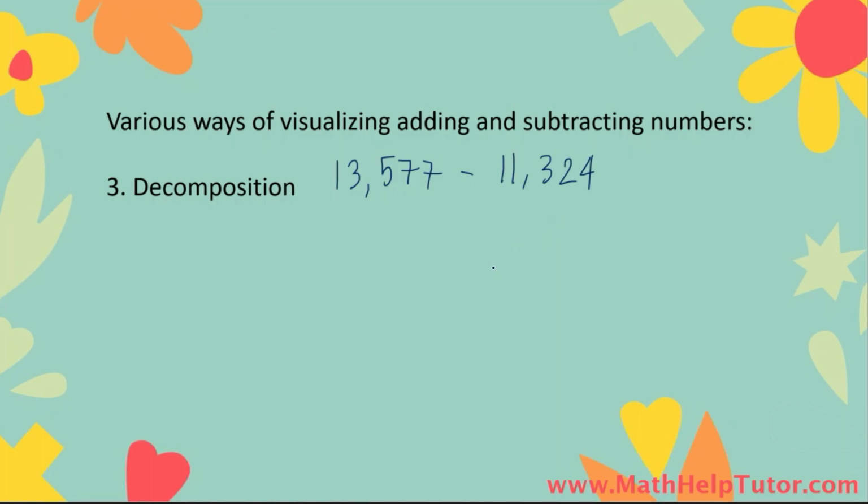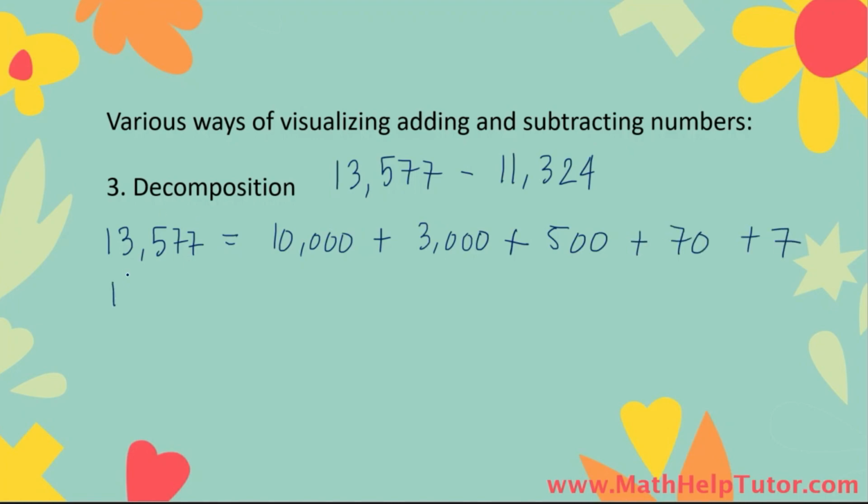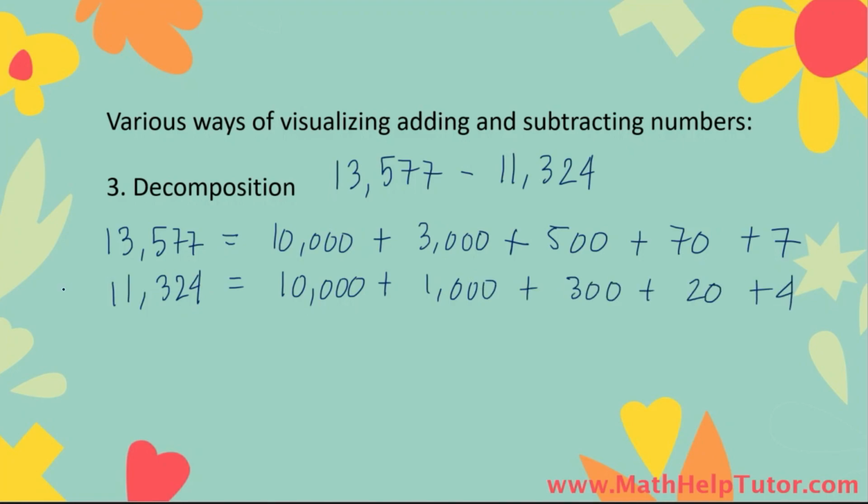11,324. So first, we rewrite these numbers into their decomposed forms. So for 13,577, that's equal to 10,000 plus 3,000 plus 500 plus 70 plus 7. While 11,324 is equal to 10,000 plus 1,000 plus 300 plus 20 plus 4. And we are subtracting 11,324 from 13,577. So what we're going to do is we are going to subtract each value of each place individually.